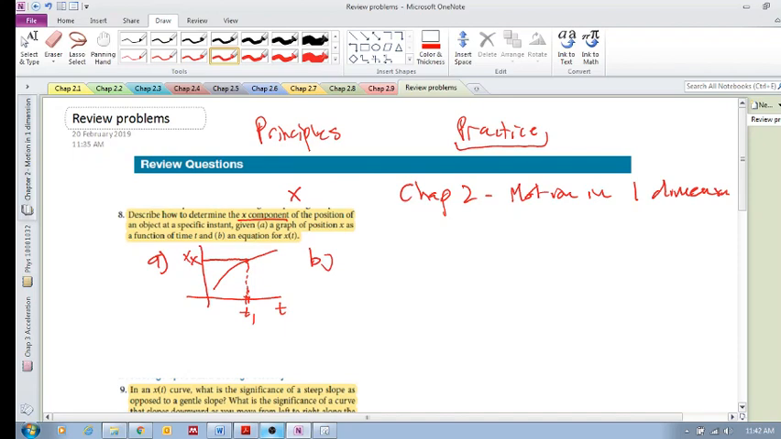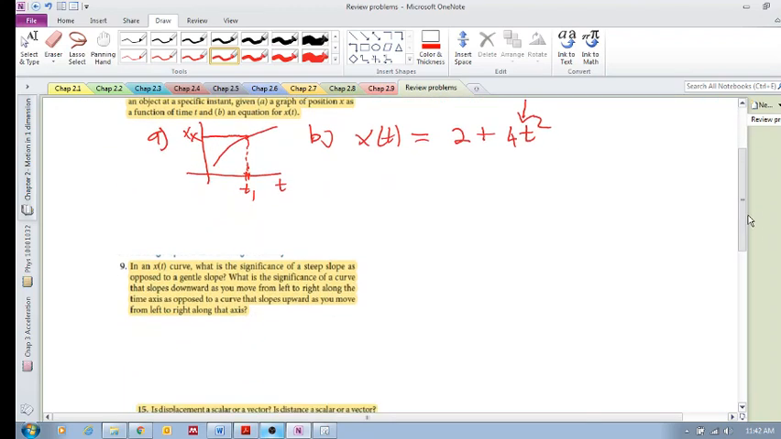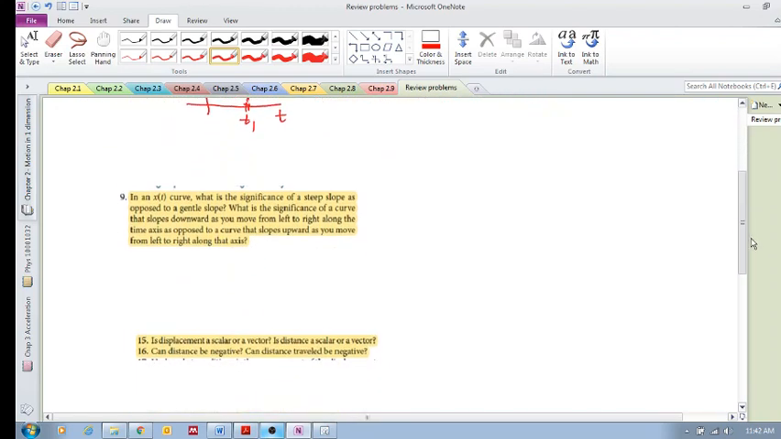B, if you're given an equation, well, say now your equation of your curve looks something like this: 2 plus 4t squared. Right, that is the function, that's the equation of your position time. So, and you wanted to find what is the position at a certain time. Obviously guys, you just plug in the time in there and you'll get your position. Okay, remember these are review questions, they're not particularly difficult.